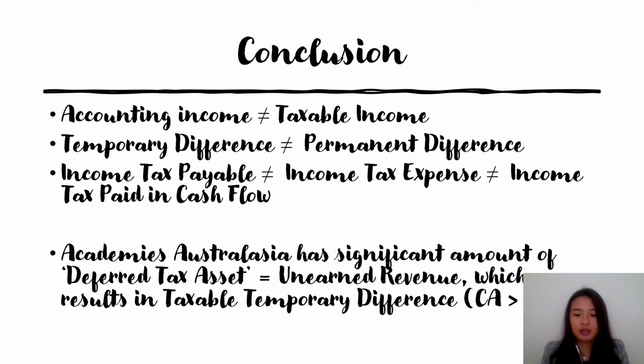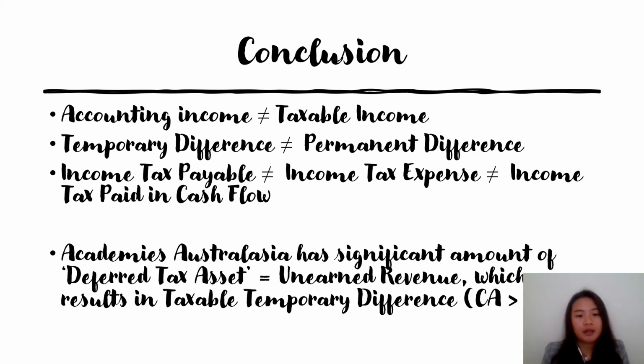From the discussion in the previous slides, we can conclude that, first of all, accounting income is definitely different from taxable income due to the sets of standards that govern the calculation of those two incomes. We can conclude as well that temporary difference is different from permanent difference. And income tax payable is not the same as income tax expense, and also not the same as income tax paid in cash flow, due to their nature.